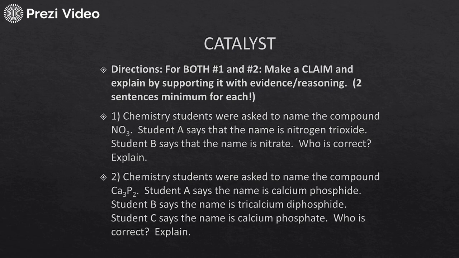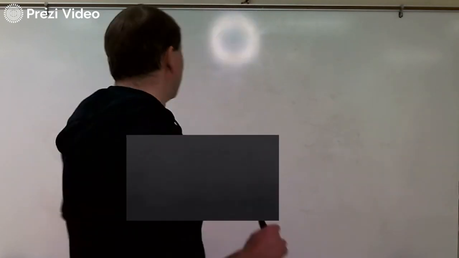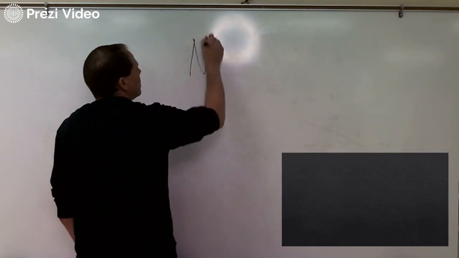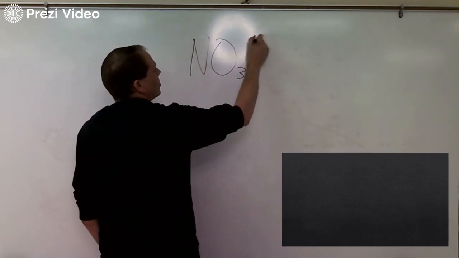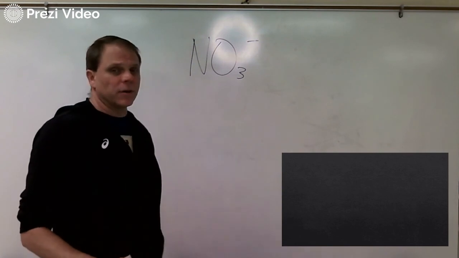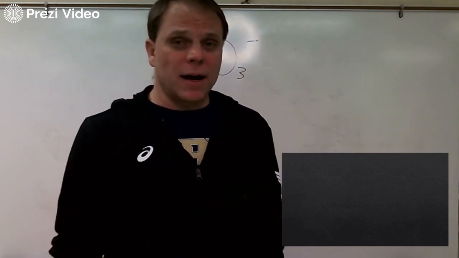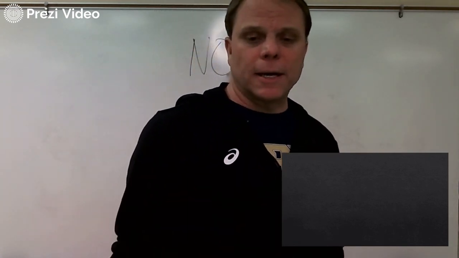Student A is the one that's correct because nitrate is the name of the ion. And in order for it to be nitrate, it would actually have to have a negative charge on it. So it would be NO3 with a negative sign up there. That's nitrate. But if it's NO3 all by itself, it's not an ion, then you would say nitrogen trioxide.